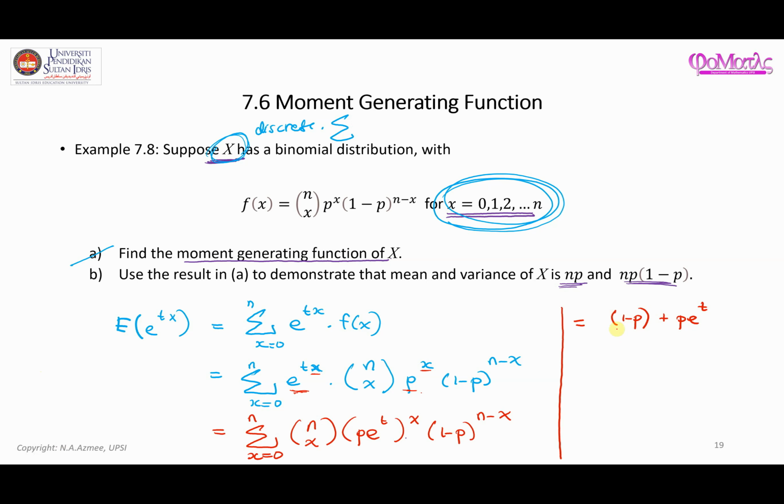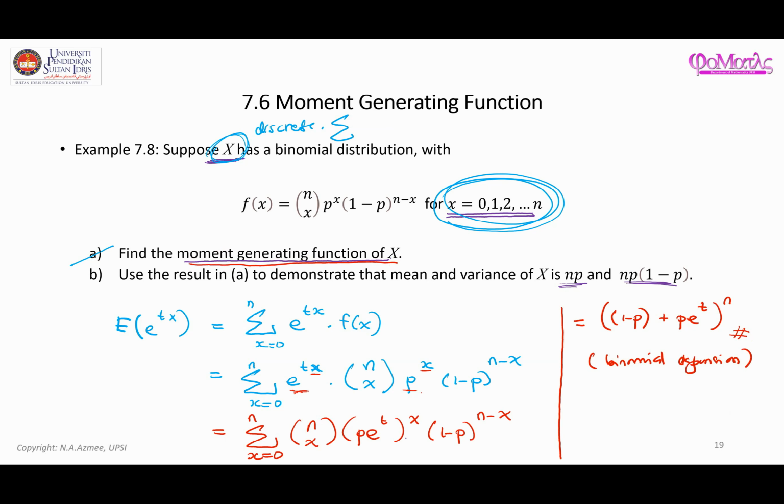So over here, here is 1 minus p from this part, p e^t over here, and this is to the power of n. The result here comes straight from the idea of binomial expansion. So the whole process can be simplified as such, and this is the moment generating function of x. The result here comes from the idea of binomial expansion.